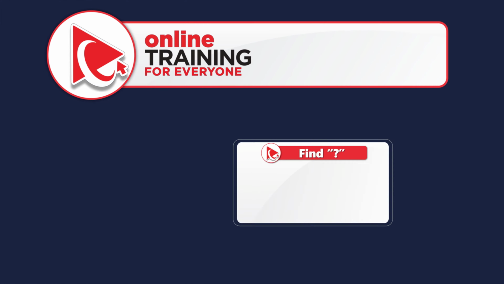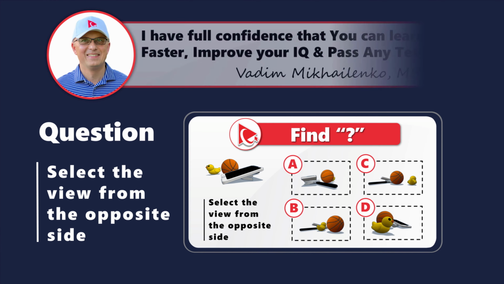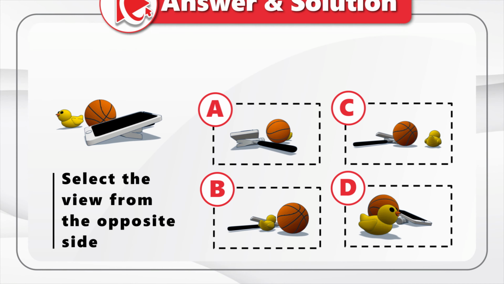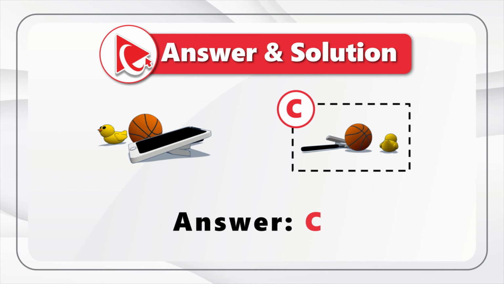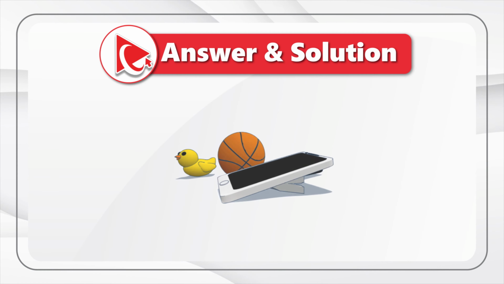Are you ready? Because I am moving forward to share with you my version of the answer. And if you have a better way to solve it, obviously please make sure to post in comments. If your answer to this question was choice C, you answered it correctly. There are 4 objects on the original 3-dimensional image. We have a duck, we have a basketball, we have a smartphone, and we have a hammer, which is barely noticeable on the original picture.